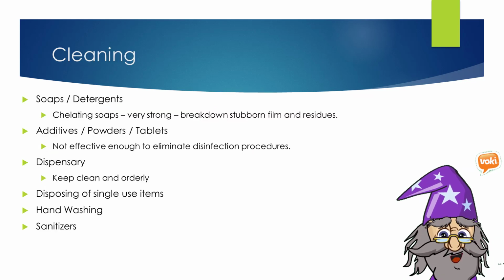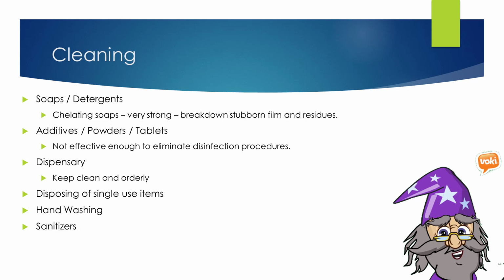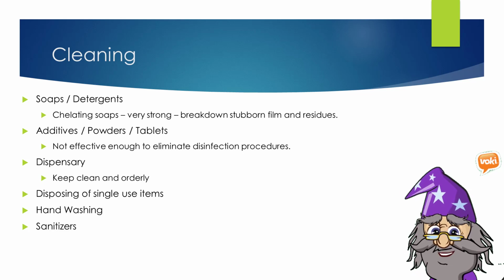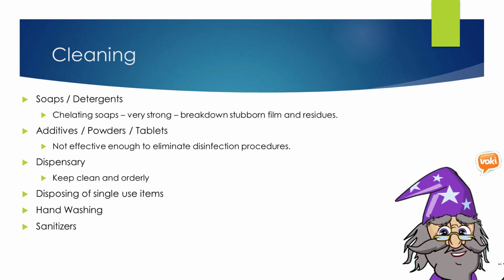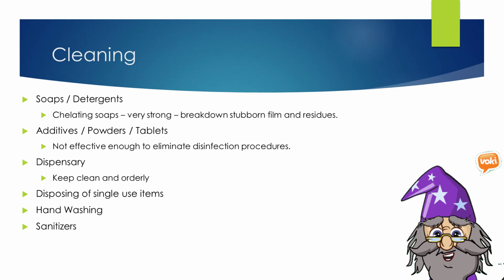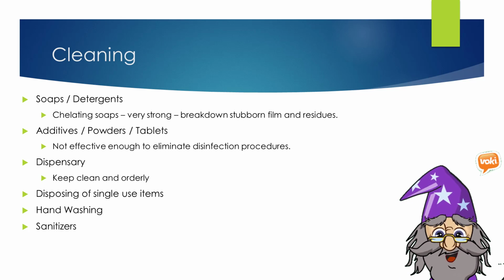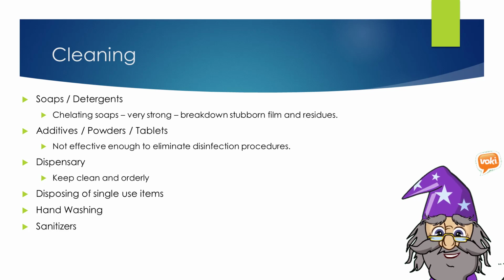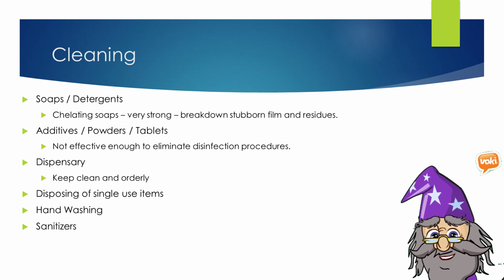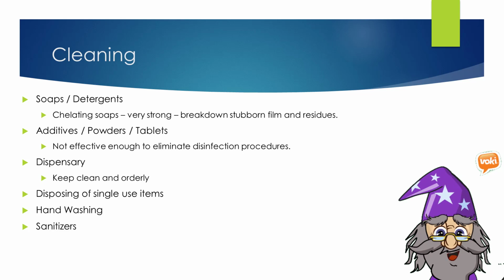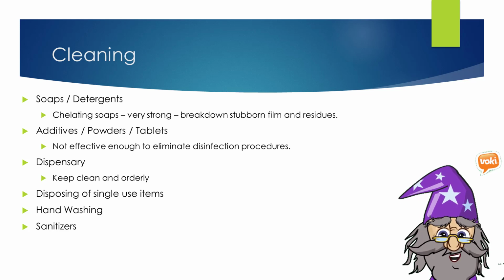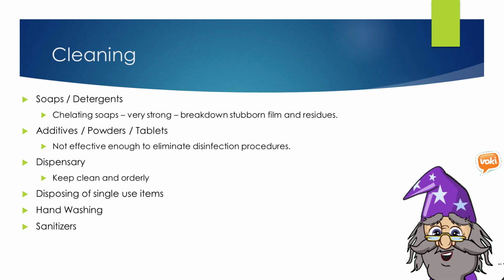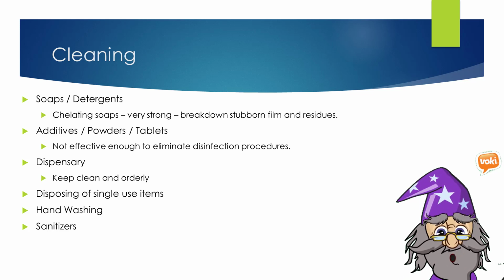In salons, we are most concerned with decontamination method 1, where cleaning and disinfecting is the most likely form of decontamination for our tools and implements. Remember, cleaning is the lowest level of decontamination. Cleaning consists of disposing of single-use and porous items as needed, keeping the dispensary area clean and orderly, washing our hands on a regular basis, and using hand sanitizer when soap and water are not readily available.